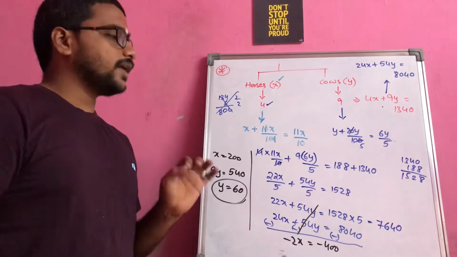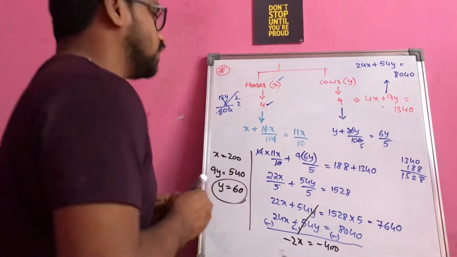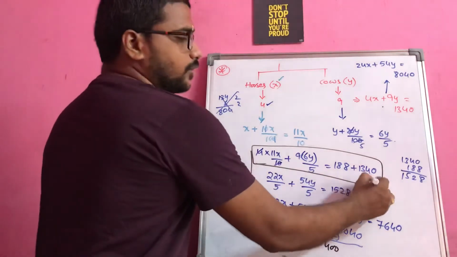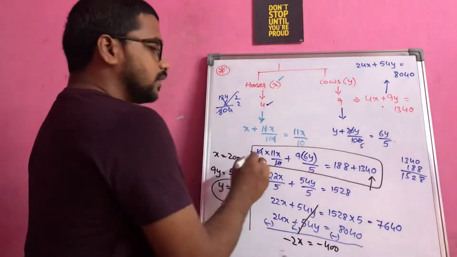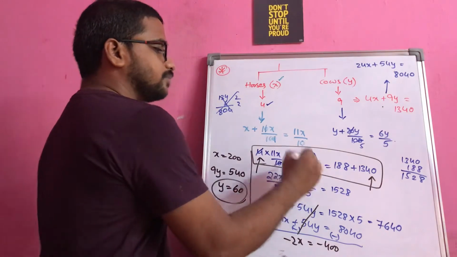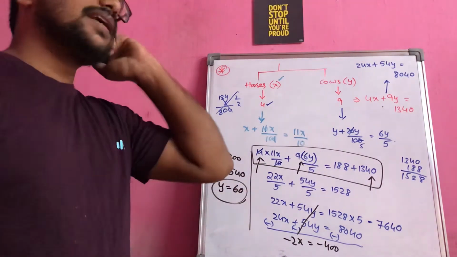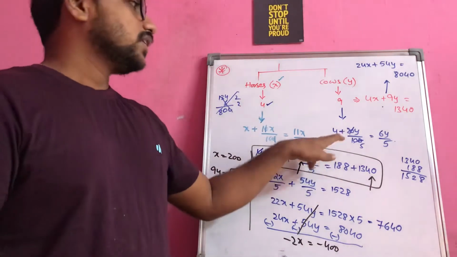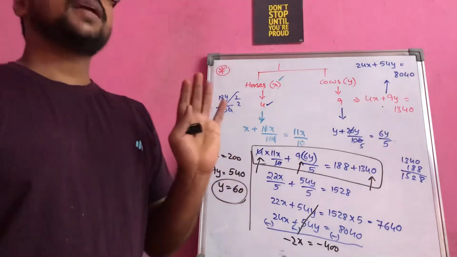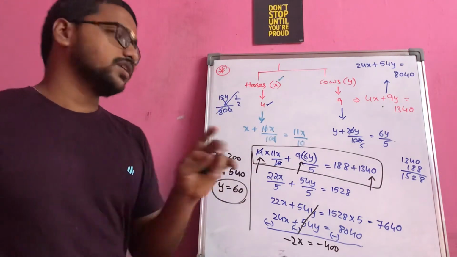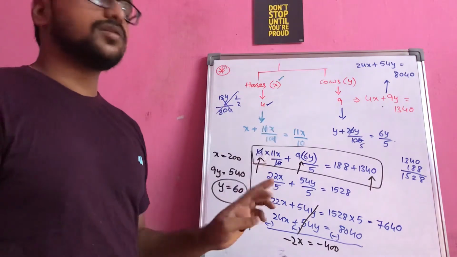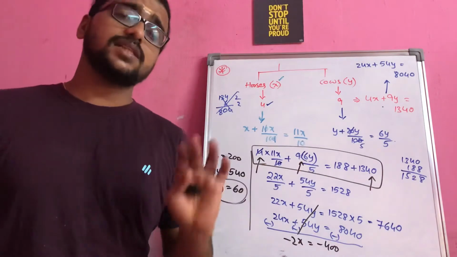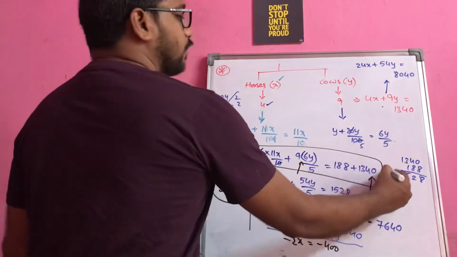Most importantly, the common mistake in this question is in framing this equation. Either students will forget to add this 1340 or they will forget this 4 and 9 here. Whenever you are writing statement-wise, you should be very clear that this is representing SP of one horse, this is representing SP of one cow, but he actually has 4 horses and 9 cows. That's how total selling price of the horses will become 4 into 11x by 10, and this is 9 into 6y by 5. So you should have this clarity when you are writing.